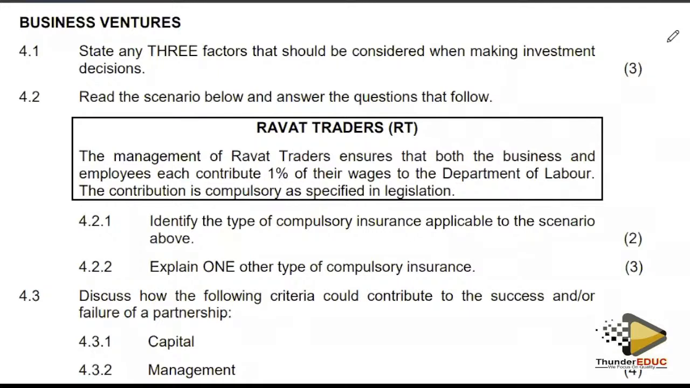Okay, grade 12. So now we have landed on question 4, in particular 4.1. It reads as follows: state any three factors that should be considered when making investment decisions. So we should check return on investment, the level of risk, the investment period, the inflation rate, and the taxation. Also check the liquidity. This is what we must check.